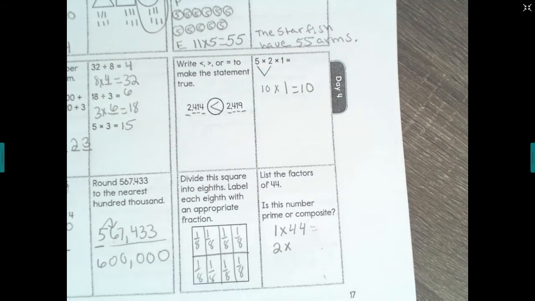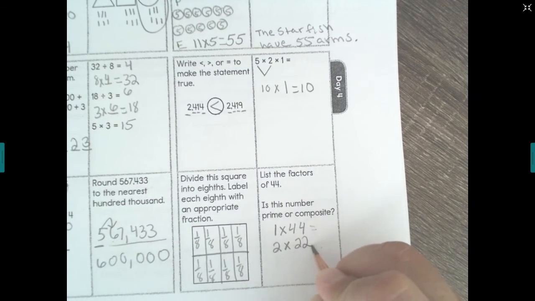So then I need to decide what times 2 gives me 44. So I'm going to think for a second, and I'm thinking of what 2 numbers I can add together to get 44. You should have come up with 22.